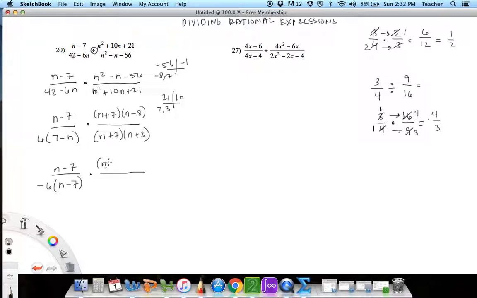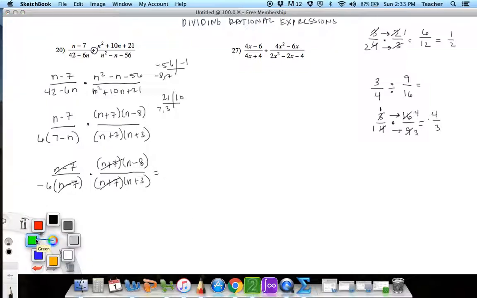Then again, we write this. So let's see here, n minus 8, and we have n plus 7, n plus 3. Okay, now we're going to cross everything out. My favorite part, we have n minus 7, n minus 7, n plus 7, n plus 7. And sorry, unfortunately, this n minus 8 and n plus 3, we can't do anything about those.